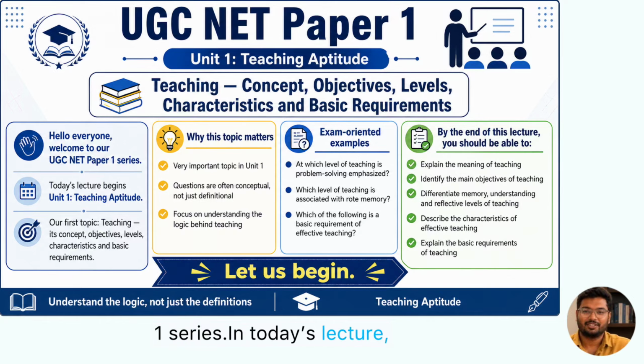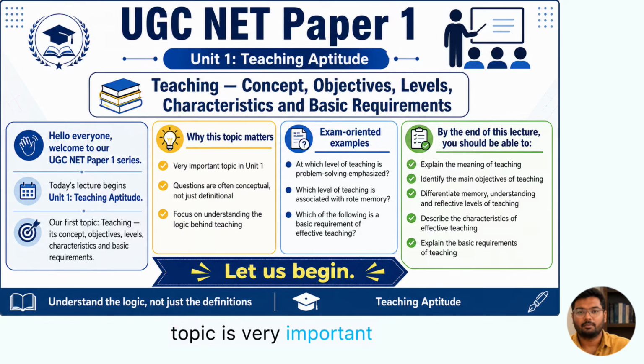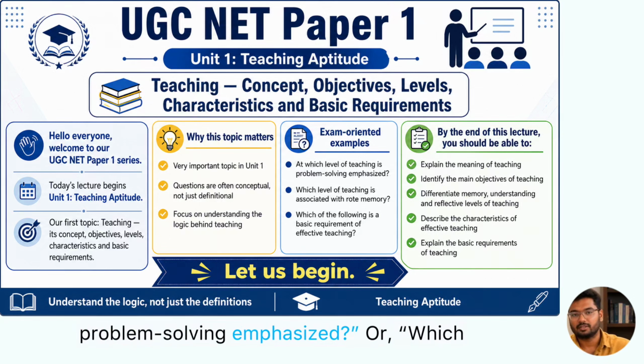In today's lecture, we are starting Unit 1, Teaching Aptitude, and our first topic is one of the most important topics of the entire unit: teaching, its concept, objectives, levels, characteristics, and basic requirements. This topic is very important because in Paper 1, questions are not only asked directly from definitions, many questions are conceptual. For example, the exam may ask, at which level of teaching is problem-solving emphasized?